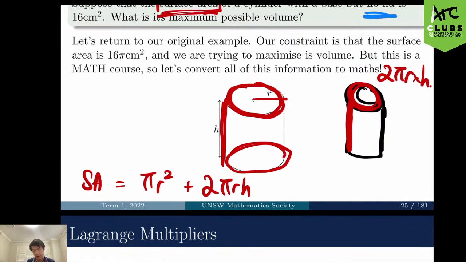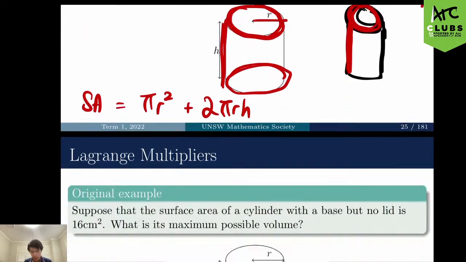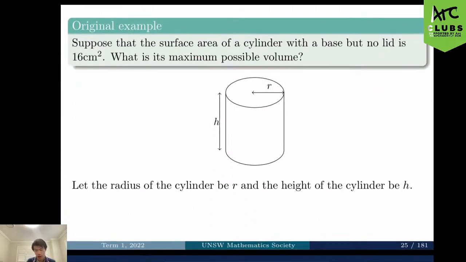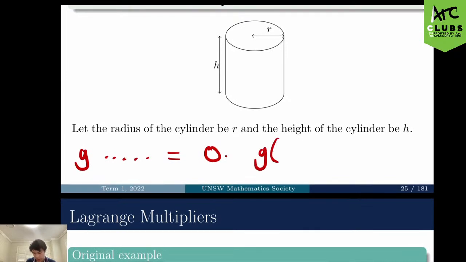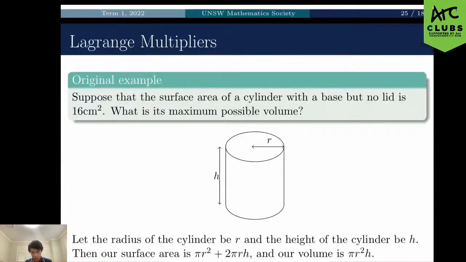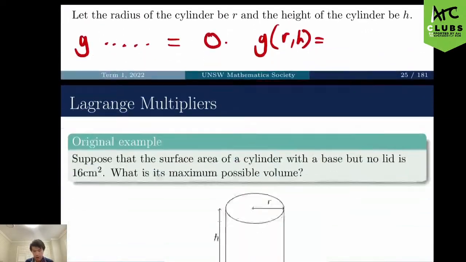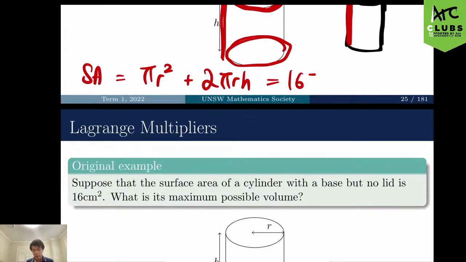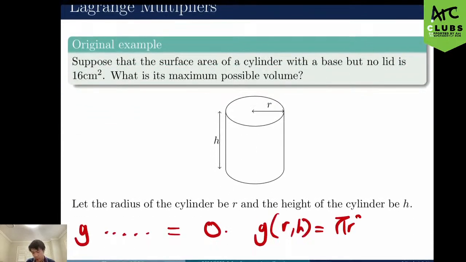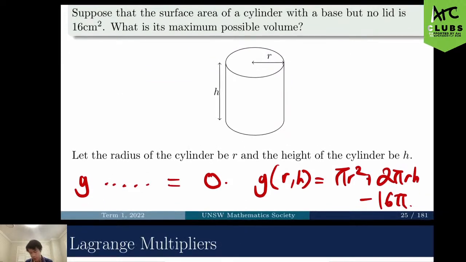So if our constraint is surface area equals 16 pi, then our function g, remember g is the function such that the constraint is equal to 0, needs to be, let's write that out, surface area set to 16 pi. So it needs to be pi r squared plus 2 pi r h minus 16 pi. Hopefully that makes sense, because we're just setting the constraint up so that the function is equal to 0.